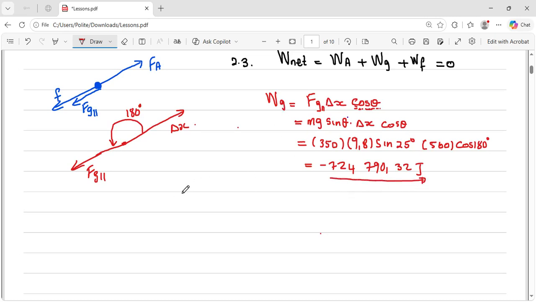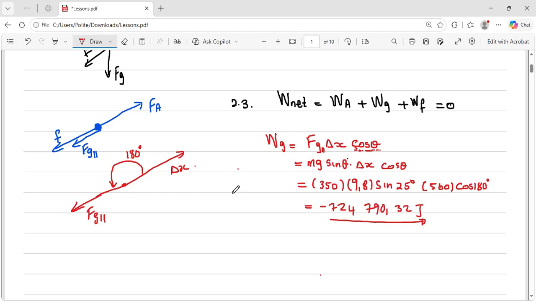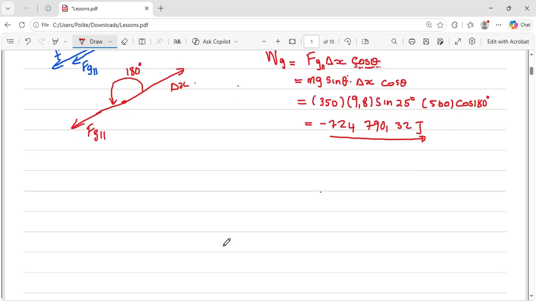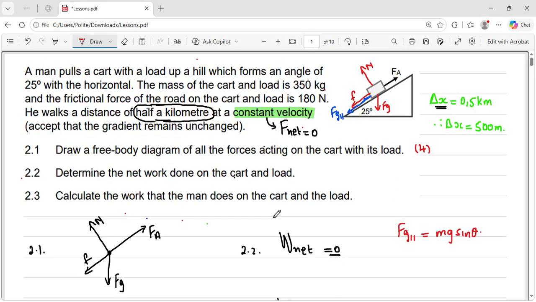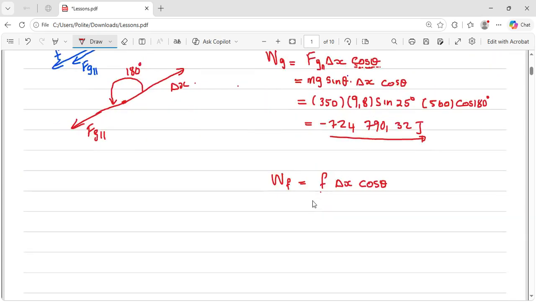We need to find the work done by frictional force, because we need to substitute this and that. Okay, let's find the work done by frictional force and see what that equals to. The work done by frictional force is equal to the frictional force times delta x times the cos of theta. I think this one will be easy because the frictional force was given as 180. So I'm just going to substitute 180 there, and the displacement is still 500.